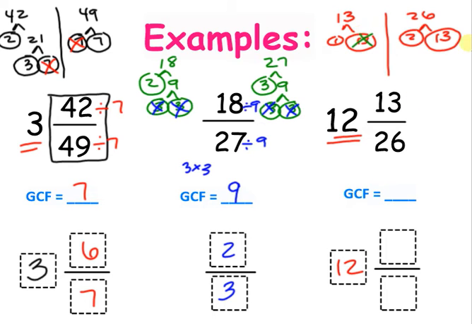My match is 13. And this is what I was telling you about how sometimes the GCF is a number much larger than you think. And so I'm going to go ahead and divide the top and the bottom by 13. So 13 divided by 13 is 1, 26 divided by 13 is 2. And so your final answer on that one is going to be 12 and 1/2.